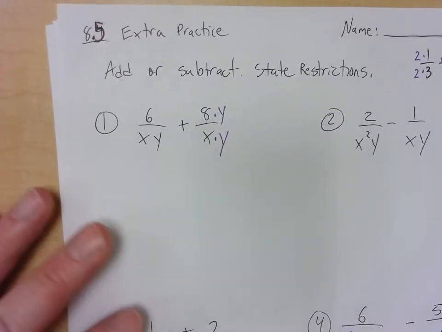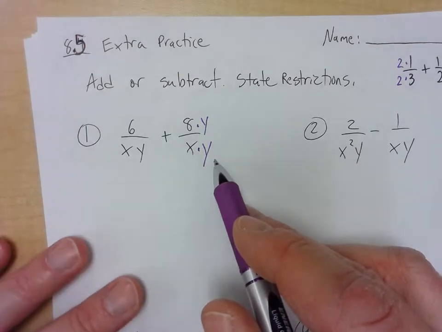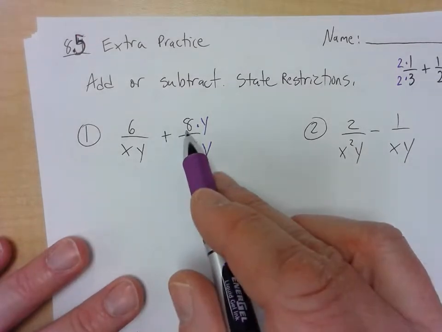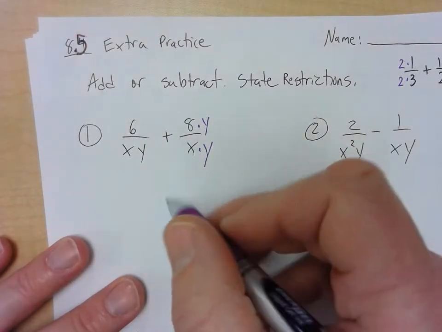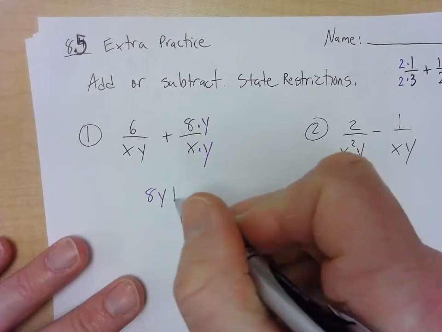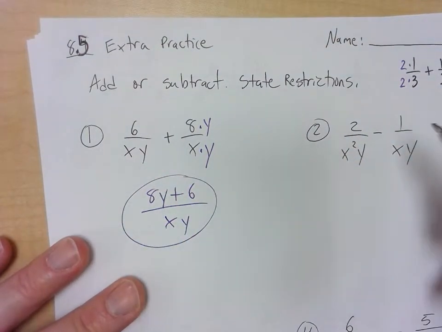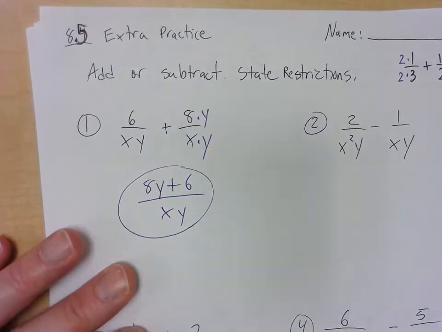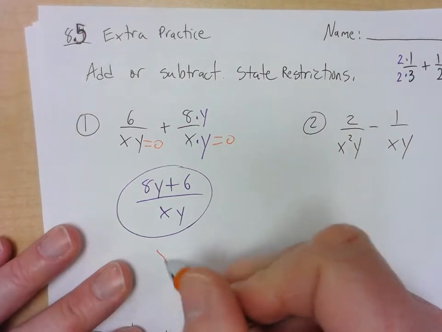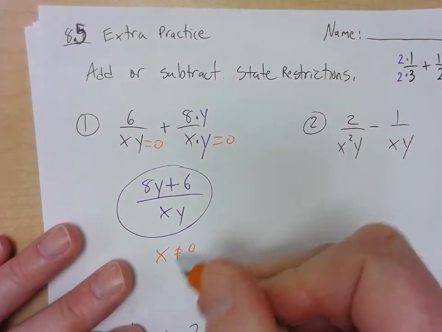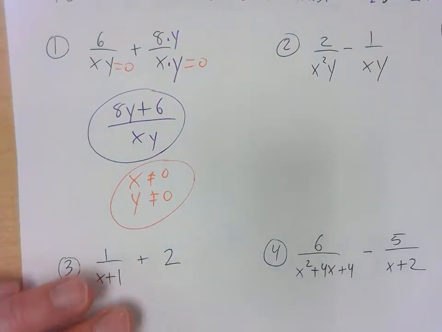All right, back to this. Now I have a common denominator, and I can just go ahead and add these together. So I get 8y plus 6. You can't really add those together, so you just write 8y plus 6, or 6 plus 8y, over the common denominator, and that's the answer. Again, the restrictions come from setting the denominator equal to 0, and x can't be 0, and y cannot be 0. So either one of those would be bad.